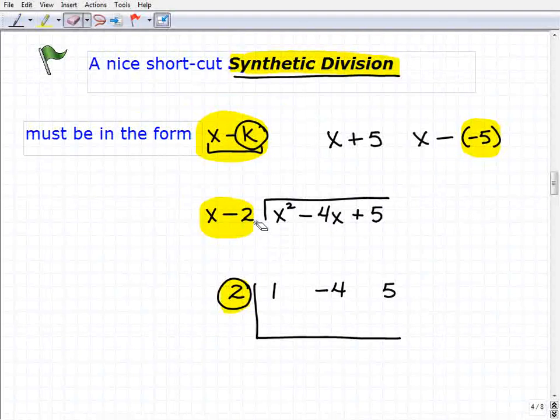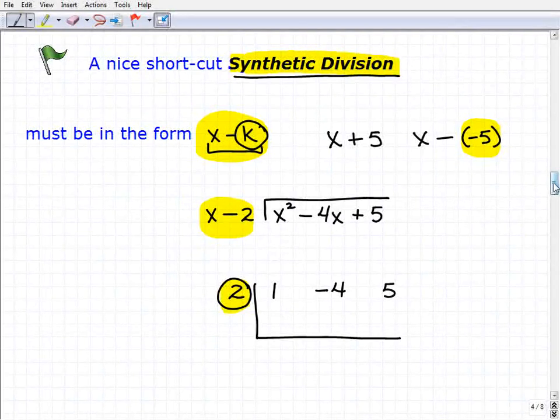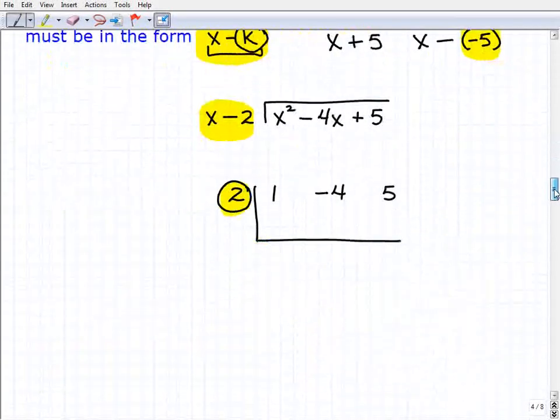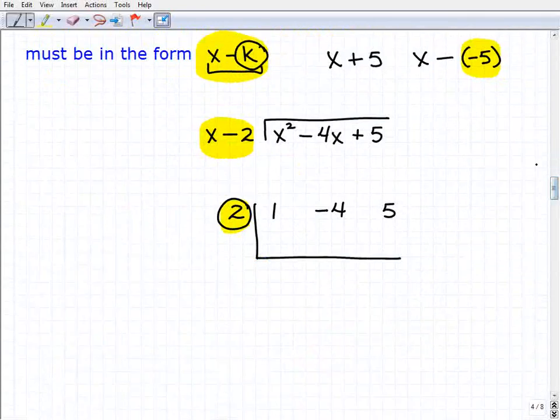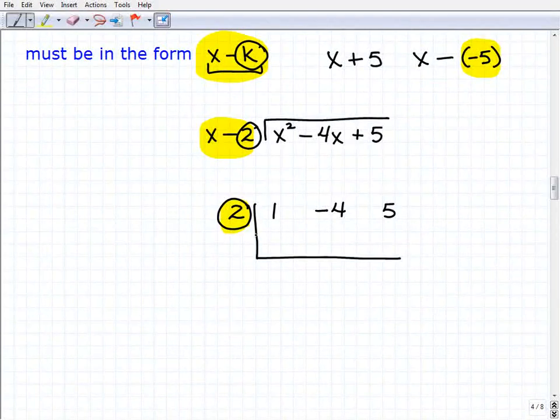Okay, so how does it work? And we go ahead and show you. All right, so the first thing you're going to do is put your k number. Here in this case it's 2, so you're going to write 2 right there. And you're going to draw yourself kind of like a backwards L.